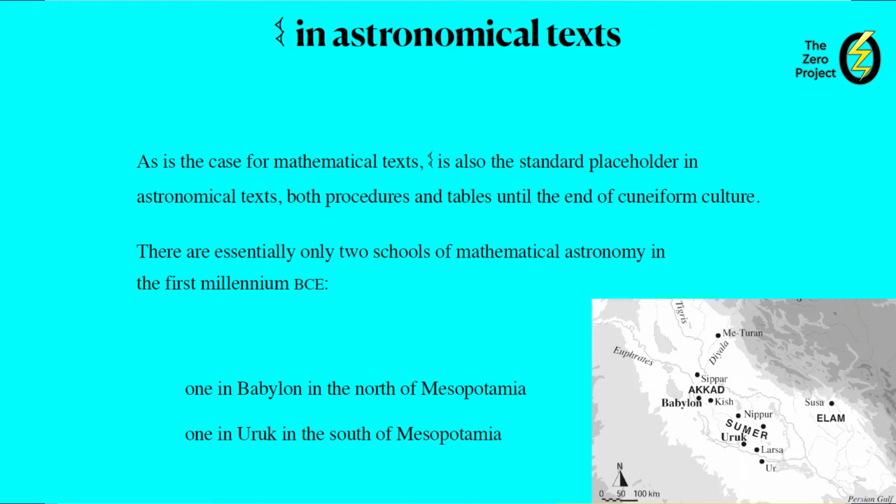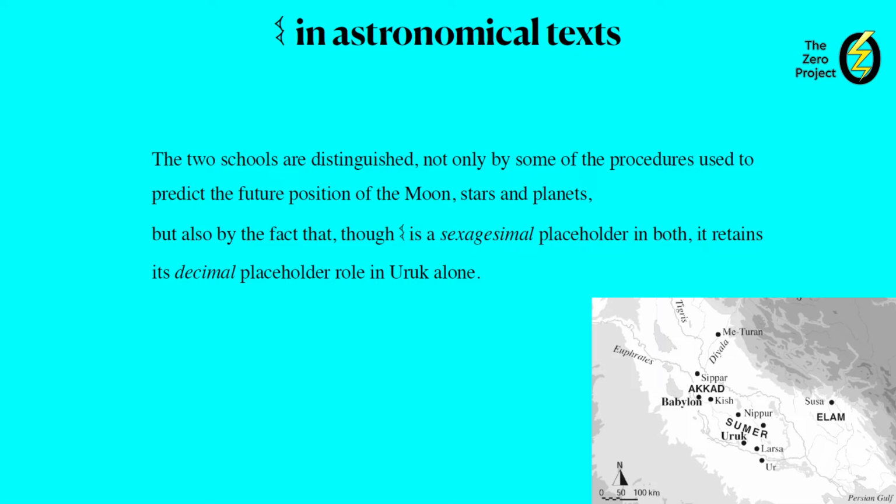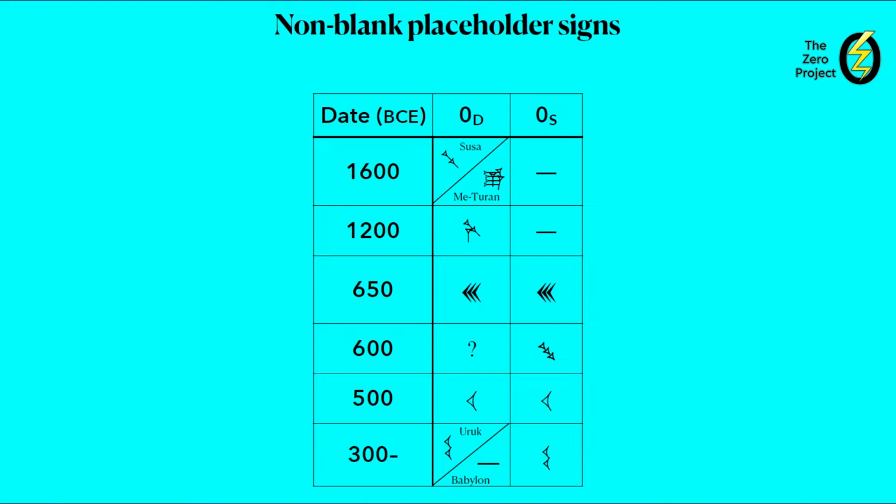As is the case for mathematical texts, this double corner wedge is also the standard placeholder in astronomical texts, both procedures and tables, until the end of cuneiform culture. There were essentially only two schools of mathematical astronomy in the first millennium BCE. One was in Babylon in the north, one was in Uruk in the south. They had slightly different rules. They were distinguished not only by some of the procedures they used to predict the future positions of the moon, stars, and planets, but also by the fact that their use of the double corner wedge as a placeholder was slightly different. It was used only as a sexagesimal placeholder in Babylon, but it was used both as a sexagesimal and decimal placeholder in Uruk. There are a few exceptions in both directions for these two cities, but that was essentially the rule.